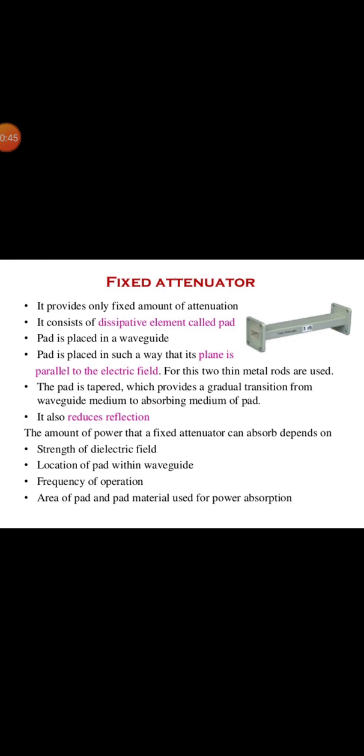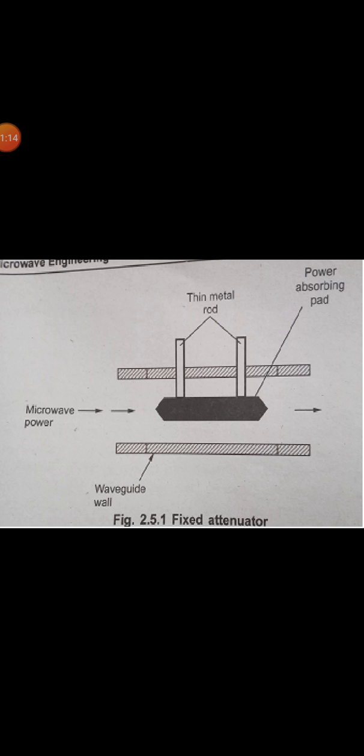The pad is placed in such a way that its plane is parallel to the electric field. For this, two thin metal rods are used. The pad is tapered, which provides a gradual transition from the waveguide medium to the absorbing medium of the pad. It also reduces reflection. The amount of power that a fixed attenuator can absorb depends on the strength of the magnetic and dielectric field, the location of the pad within the waveguide, the frequency of operation, and the area of the pad and the pad material used for power absorption. So this diagram shows the fixed attenuator.